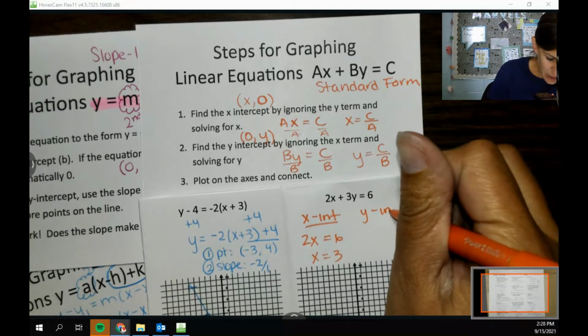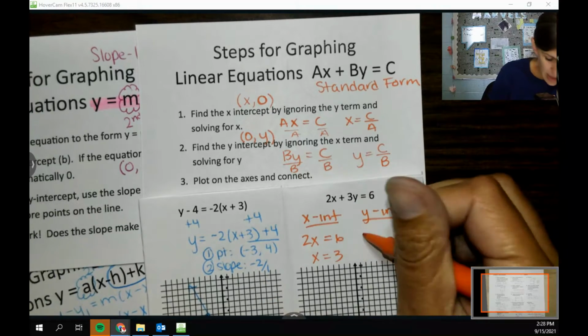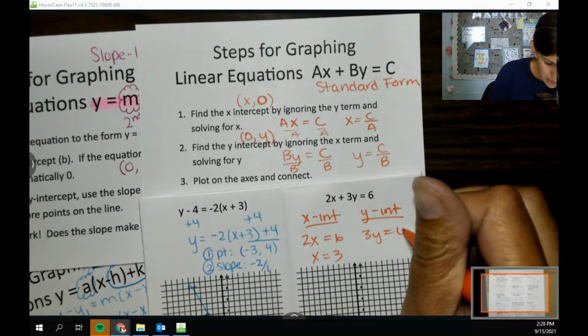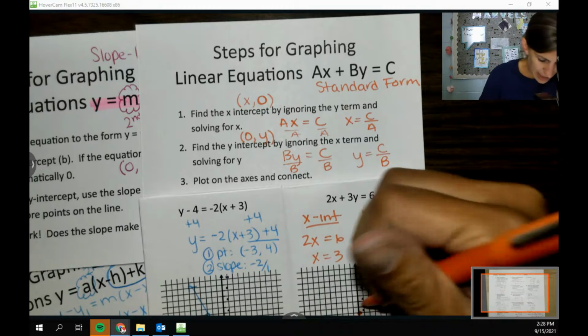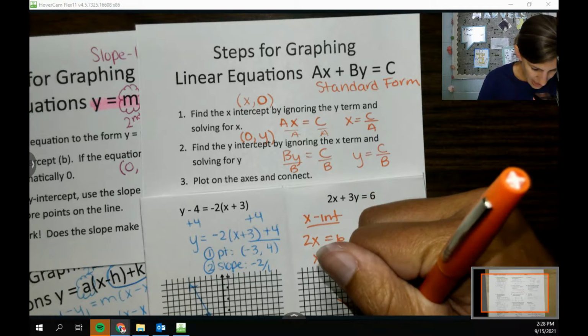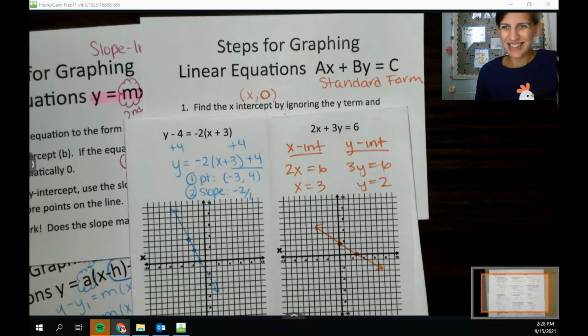Then I do the reverse where I find the y-intercept, so I ignore x, and so we have 3y equals 6, and so the y-intercept is 2, so we can plot that, and then we can get our line. Super cute. Oh, there it is. Super cute.